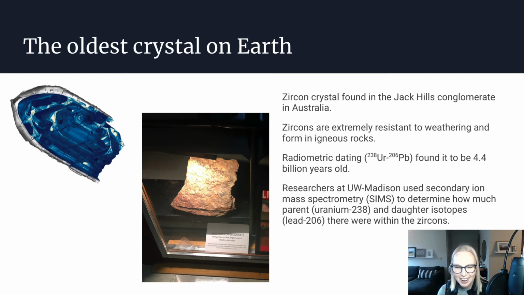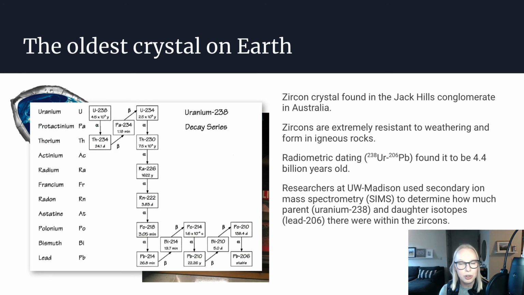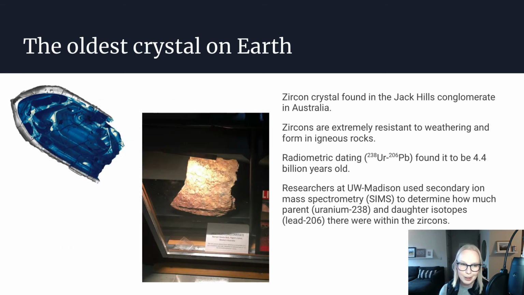Anyhow, they used radiometric dating with uranium-lead decay, so uranium-238 decaying to lead-206. They used that isotopic system to determine that the oldest zircon they found in this conglomerate was 4.4 billion years old. That is incredibly old, almost as old as the entire Earth itself. So it really gives us a glimpse into what Earth was like pretty shortly after it formed.